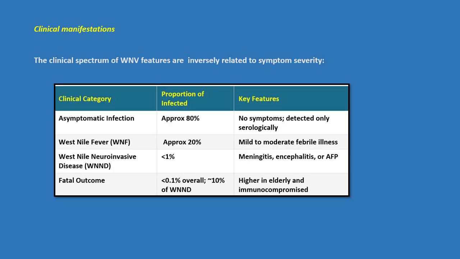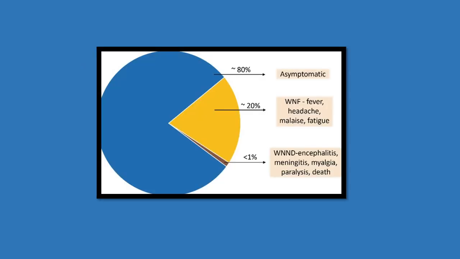Clinical manifestations: the clinical spectrum of West Nile virus features is inversely related to symptom severity. Approximately 80% of the cases are asymptomatic and detected only serologically. Approximately 20% are associated with West Nile fever, which is a mild to moderate febrile illness, and less than 1% get West Nile neuroinvasive disease, such as meningitis, encephalitis, or acute flaccid paralysis. This chart illustrates that the majority of cases are asymptomatic and less than 1% get West Nile virus neuroinvasive disease.